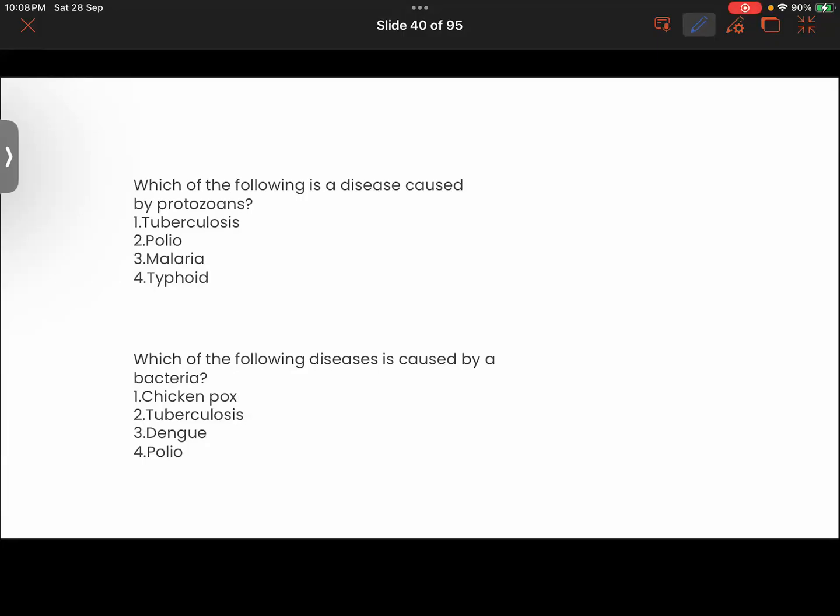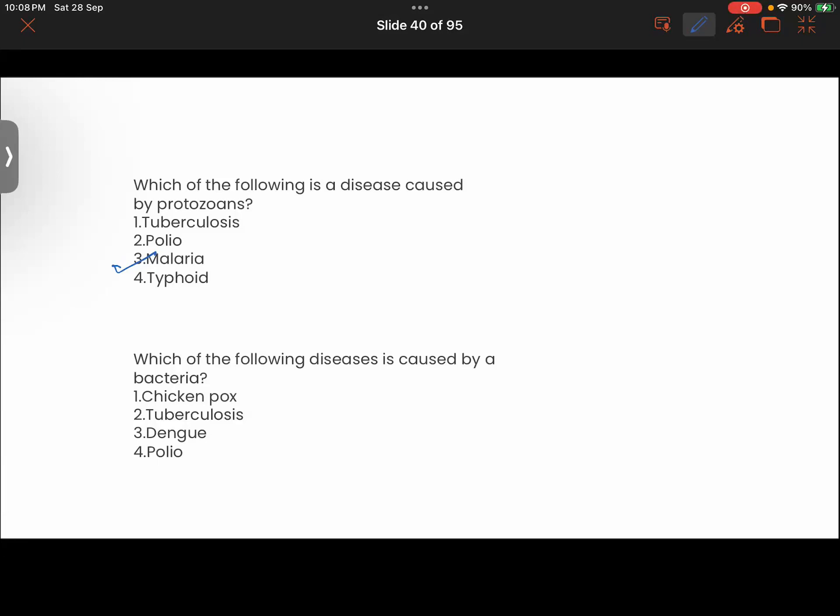Which of the following is a disease caused by protozoans? Malaria. Right, Ibrahim, is it malaria or different? Yeah, it's malaria, exactly. And the name of the protozoa that causes it? Plasmodium. That is plasmodium. Very good.